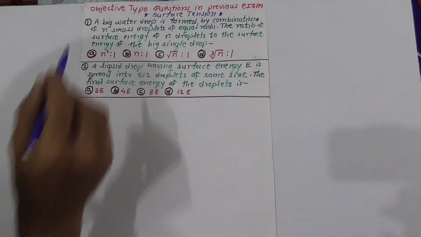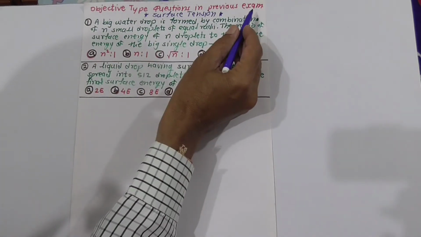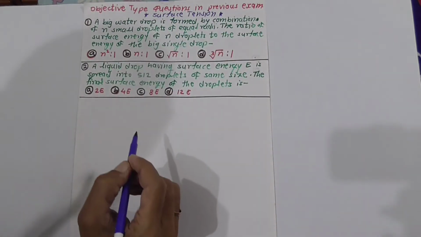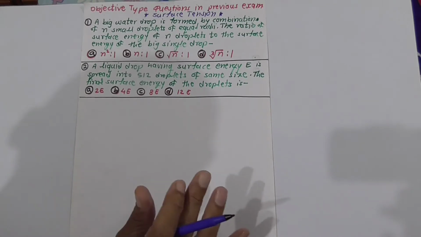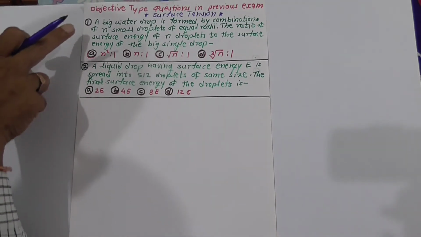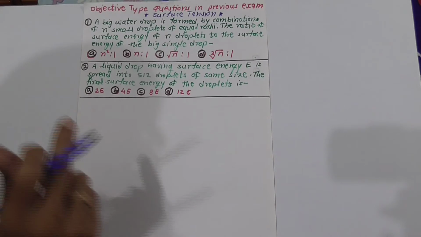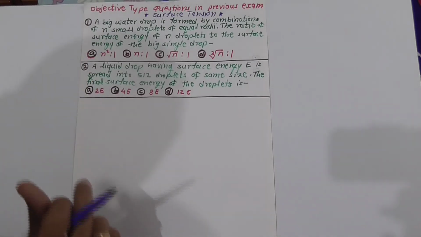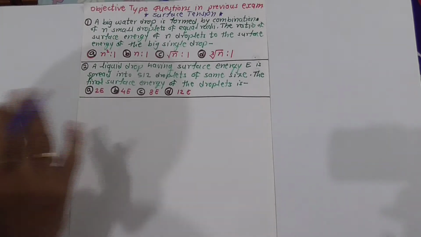Our topic today is objective type questions from previous exams, and of course the topic for the respective examination is surface tension. We are going to take 3 problems, but before that we must begin with these 2 problems. If you observed my previous lecture on how to solve problems based on surface tension, then and only then will it be easy for you to understand these problems. Without wasting time, I am solving the first one.